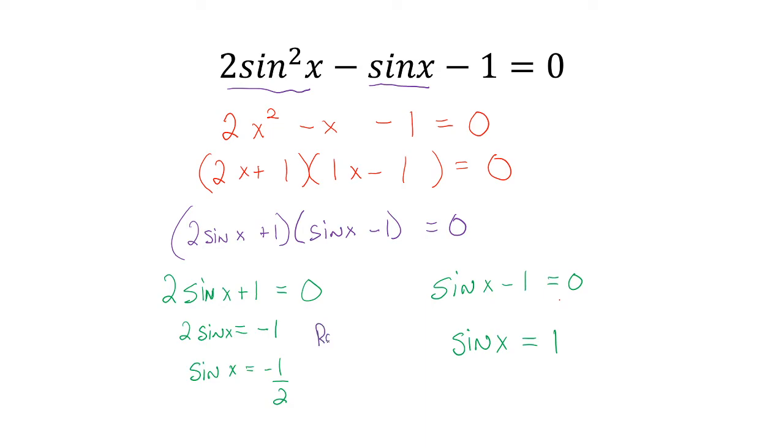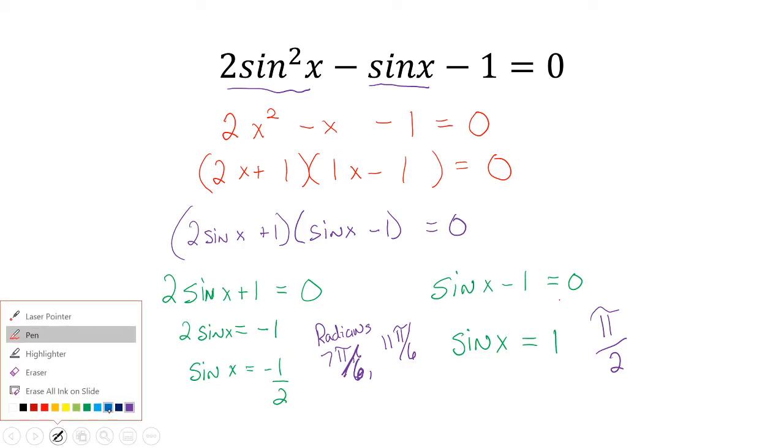Again, going to find radians first. When do I have negative 1/2 going down the sine column? So if I look down the sine column, I find negative 1/2 at 7 pi over 6, and at 11 pi over 6. Where do I find sine is 1? Sine is 1 at pi over 2. And that's the only place where sine x equals 1.